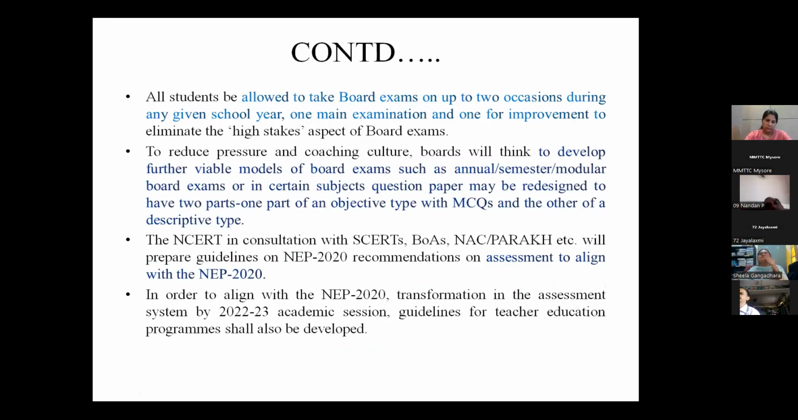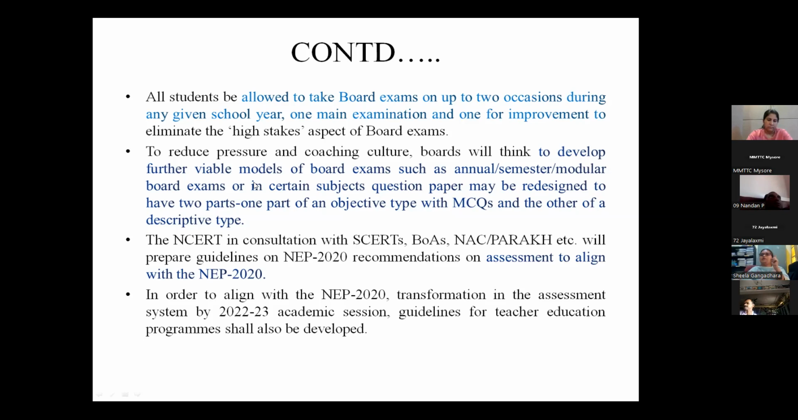In continuation, NEP has said that all students should be allowed to take the board exams up to two occasions during any given school year, one main examination and one for improvement. That means at least two board exams in their school year, one for the main examination and one for the improvement.